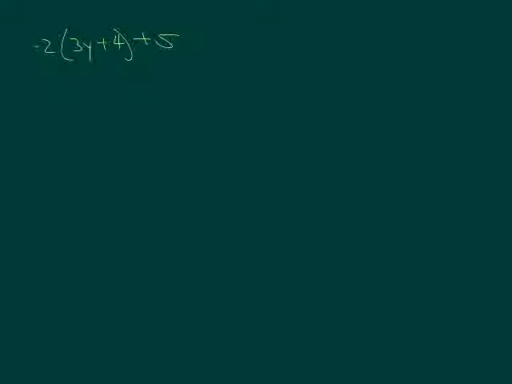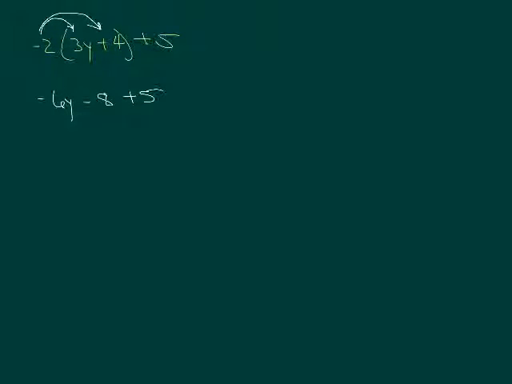So our next step is multiplication. So we're going to multiply, we're going to distribute. So we're going to multiply negative 2 times 3y and get negative 6y. Remember, when you multiply, you can multiply letters and numbers. It doesn't really matter. It's just the addition and subtraction. You can't combine numbers and letters. And then negative 2 times 4 is negative 8. And then we have a plus 5.